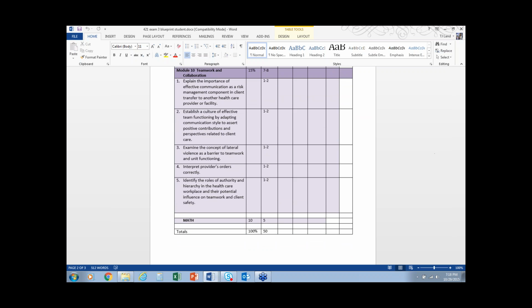So the last topic or module for exam 3 is module 10. This is on teamwork and collaboration. The first objective says that you need to be able to explain the importance of effective communication as a risk management component when clients are transferred to another healthcare provider or facility.